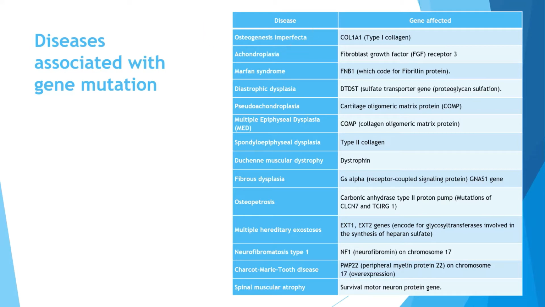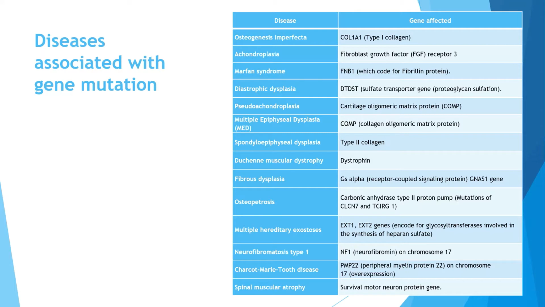Osteogenesis imperfecta, the gene affected in this disease is the collagen 1A1, which gives the type 1 collagen. Achondroplasia, it's fibroblast growth factor receptor 3, and remember it's the fibroblast growth factor receptor. Sometimes they get the answer without the receptor, so it is not going to be correct. So it's the fibroblast growth factor receptor 3. Marfan syndrome is the FBN1, which is the gene which codes for the fibrillin protein. So Marfan syndrome is due to a problem with the fibrillin protein. The gene which is responsible for that is the FBN1.